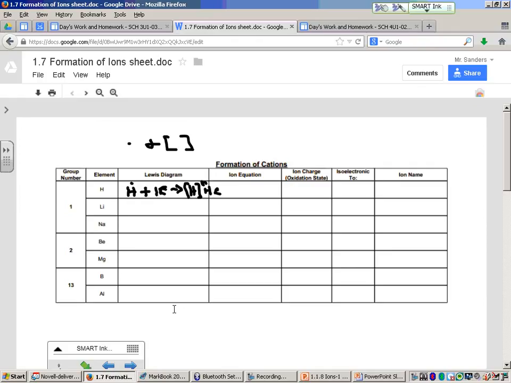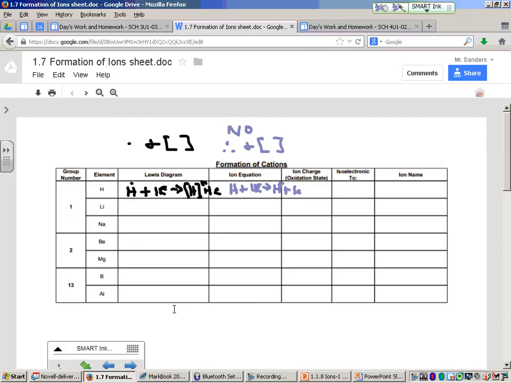The ion equation, get rid of the electrons and the square brackets. You're not going to put them in. H plus ionization energy to get H plus, plus 1 electron. Again, it's all squeezed in there. It's the same as what we just did.